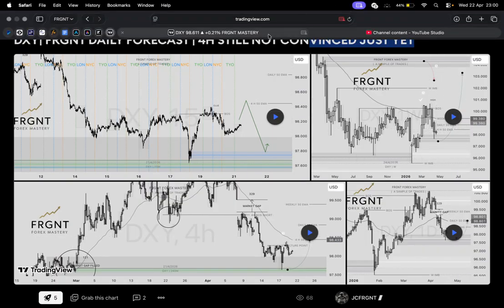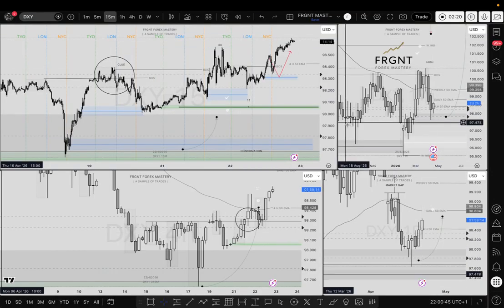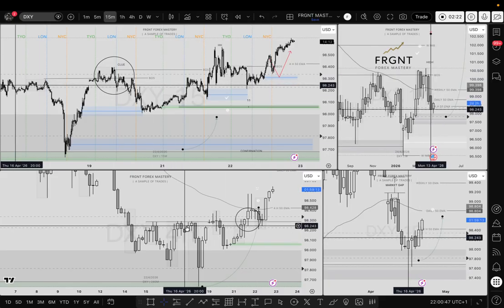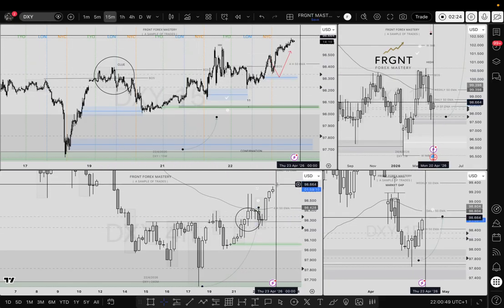Now, excuse my sniffing, still suffering, unfortunately. But nevertheless, trading is way more important.